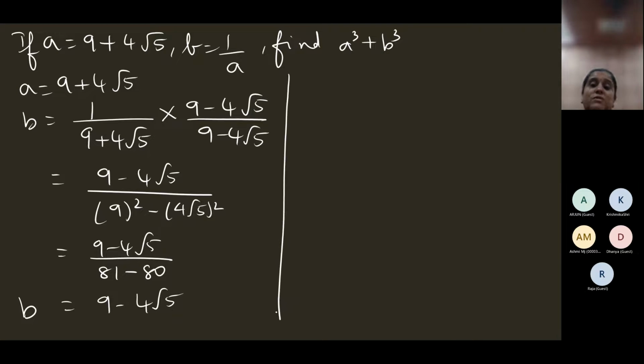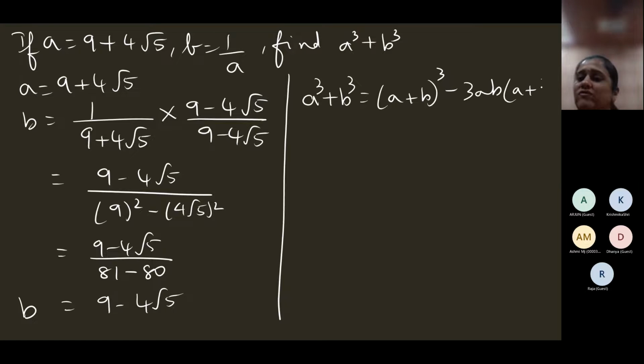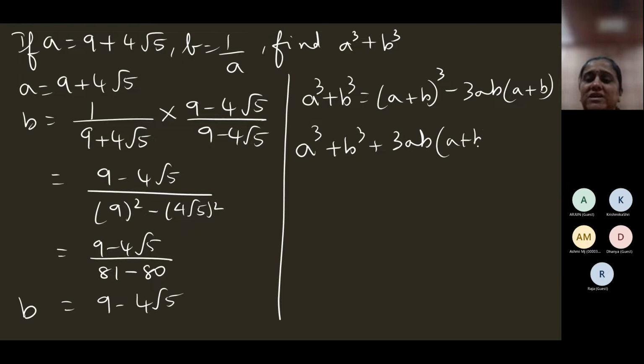Next, to find A cubed plus B cubed, you can use an identity. If you write the identity first, you will know the values of what expressions you will have to find. So what is A cube plus B cube? It is A plus B the whole cubed minus 3AB into A plus B. If you cannot remember it like this, no problem. You can remember this one: A cubed plus B cubed plus 3AB into A plus B is A plus B the whole cube. Let me write again. One second, children.